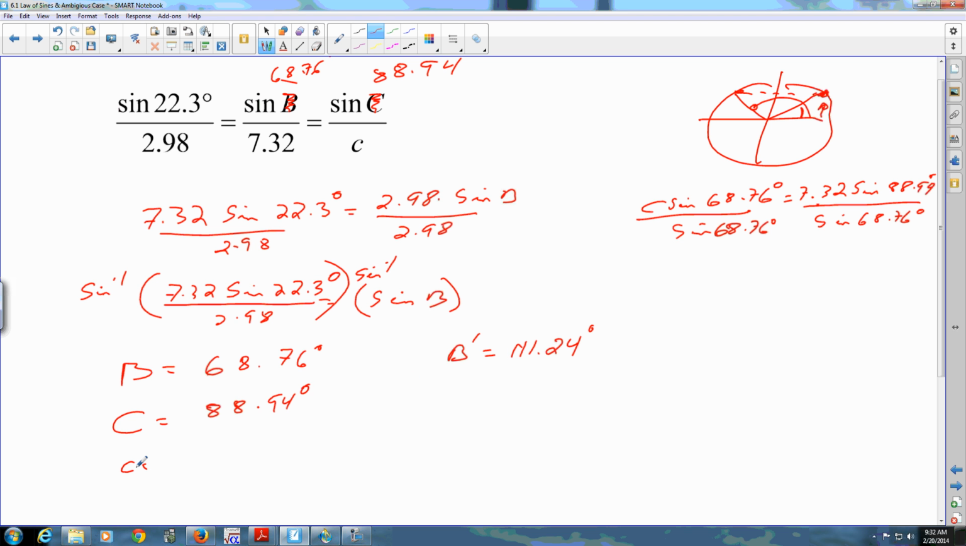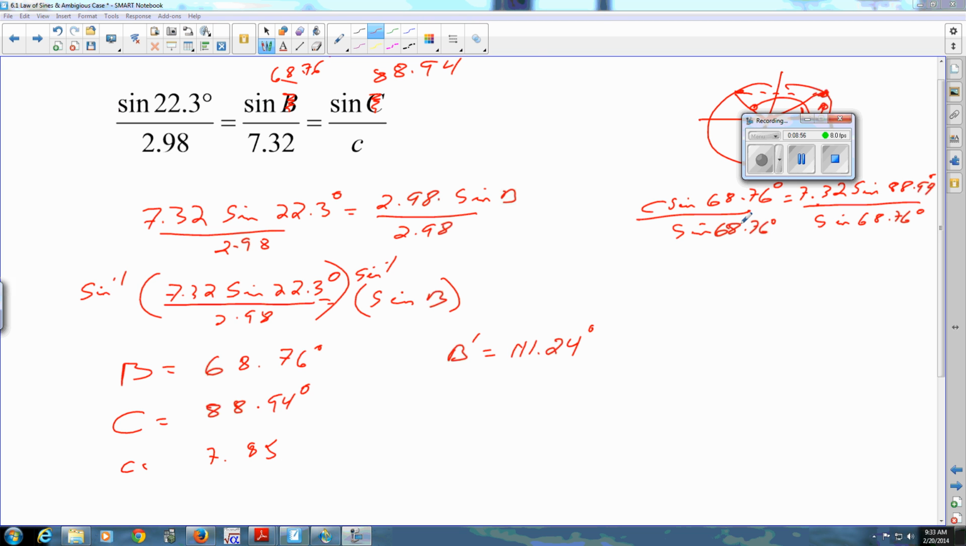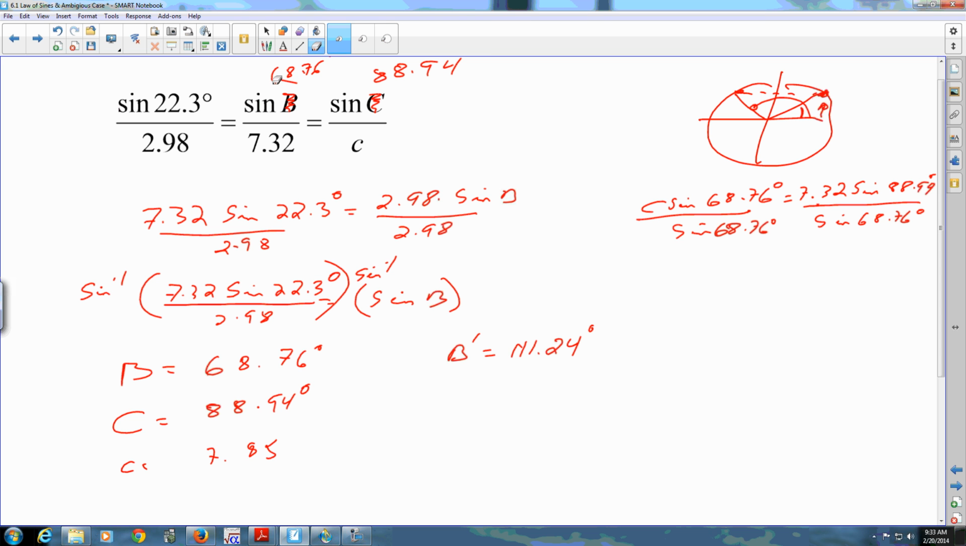So that'll be 7.32 sine of 88.94 divided by sine of 68.76. And I get side c as 7.85. So that gives you the law of sines just like you have been doing it. But remember, it could have been the 111.24. So I'm going to go back and change these numbers up here.